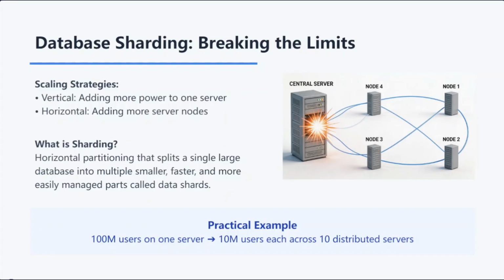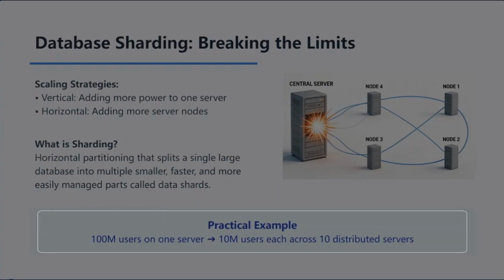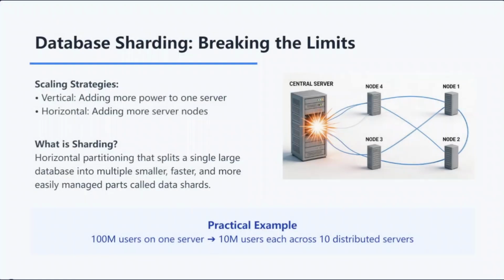To the application, it looks like one big database, but under the hood, it's a team of servers sharing the load. Let's look at this practical example. If you have 100 million users on a single server, that server is going to be under massive strain during peak hours. By sharding that data, we can place 10 million users on each of 10 different servers. Now, each server only handles a fraction of the traffic, making the whole system much more resilient.